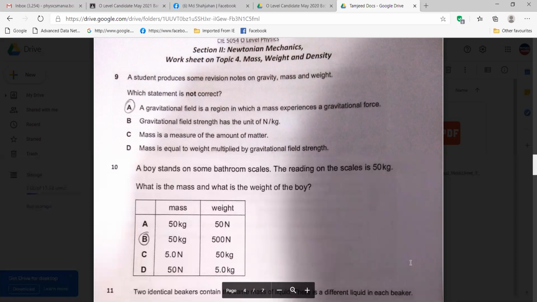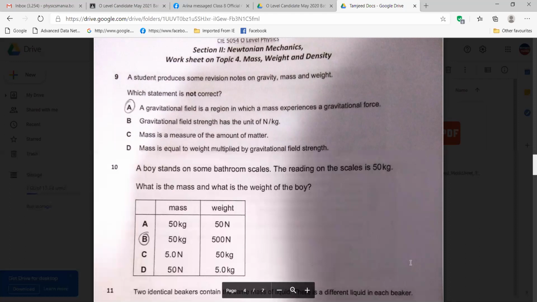So D is not correct. D says mass is equal to weight multiplied by gravitational field. Why is this not correct? What should be the correct one? Weight is mass times gravitational field strength, not mass. Okay. Weight is mass times gravitational field strength.